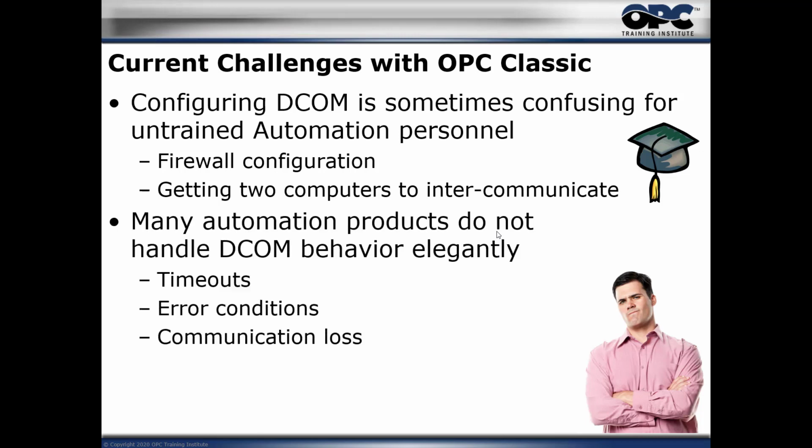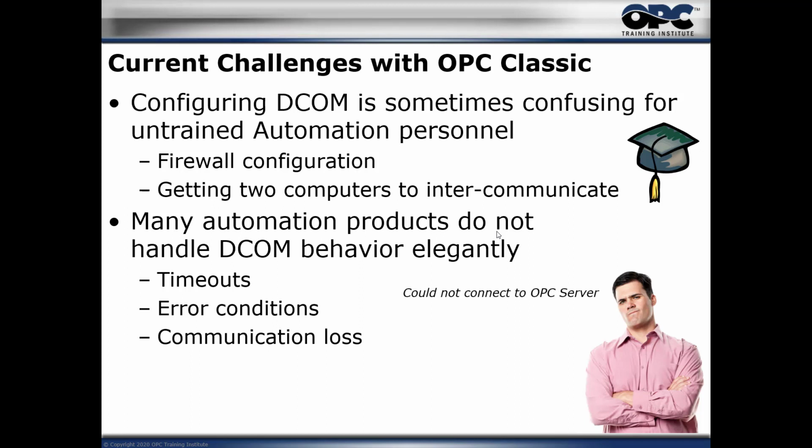Second problem, I talked about reliability, is that because of the reliability that's built into DCOM, many automation products just don't handle DCOM behavior very elegantly when it comes to timeouts or error conditions or communication loss. There is communication loss, and DCOM does have automated reconnections, but that's not necessarily good enough for automation applications. It might be good enough for office applications, for IT applications, but not for real-time automation applications. So their applications very frequently suffer from timeouts because they don't take care of this.